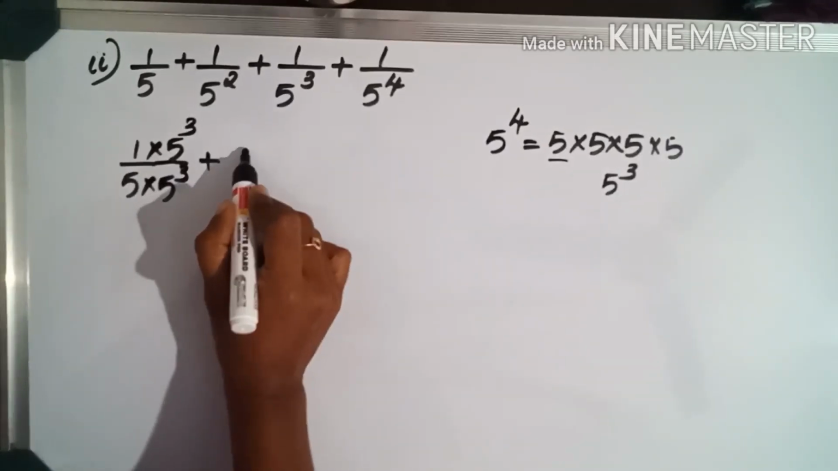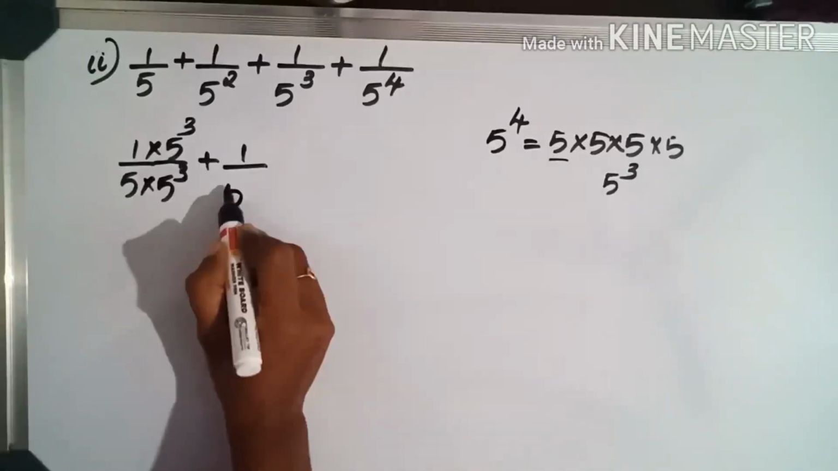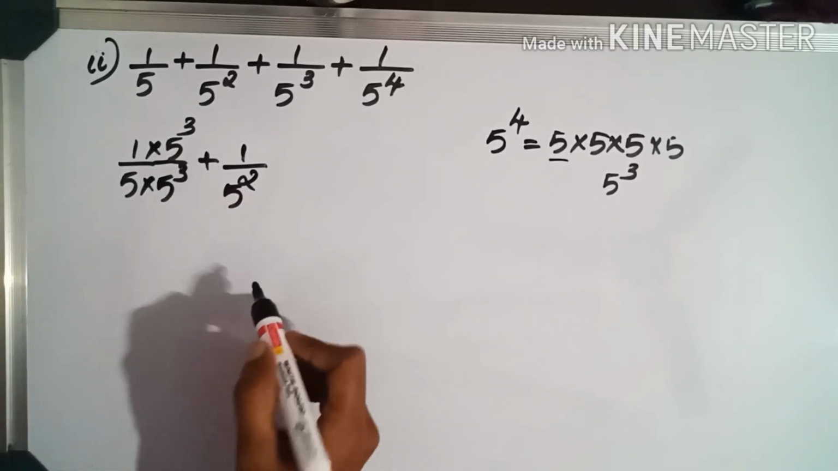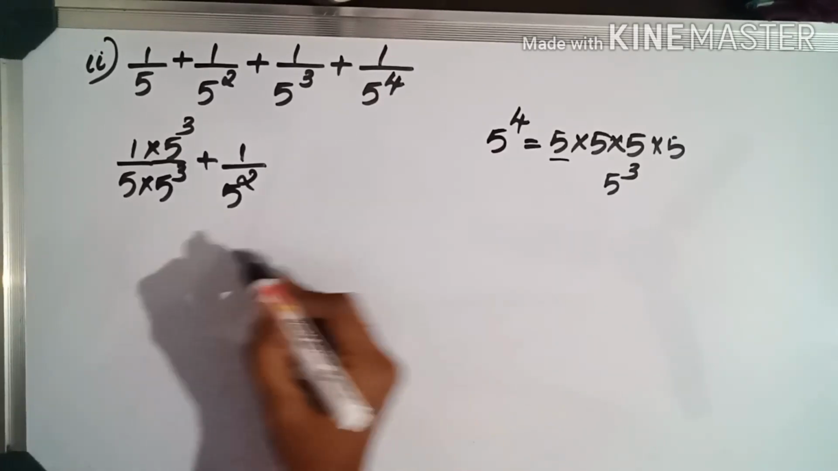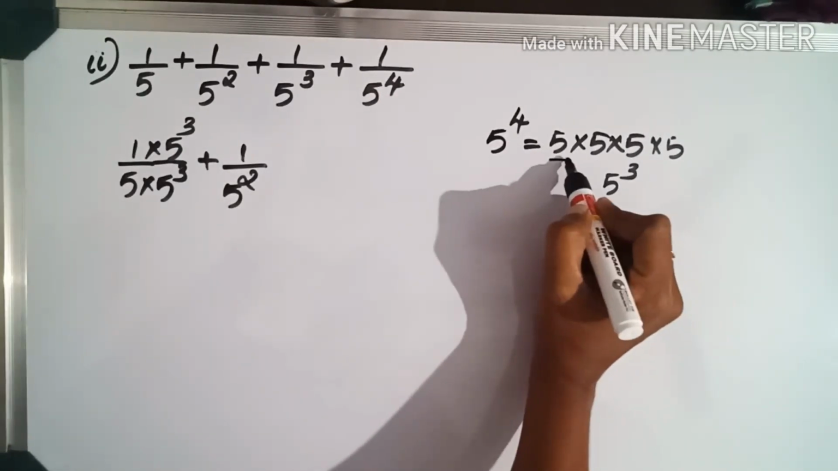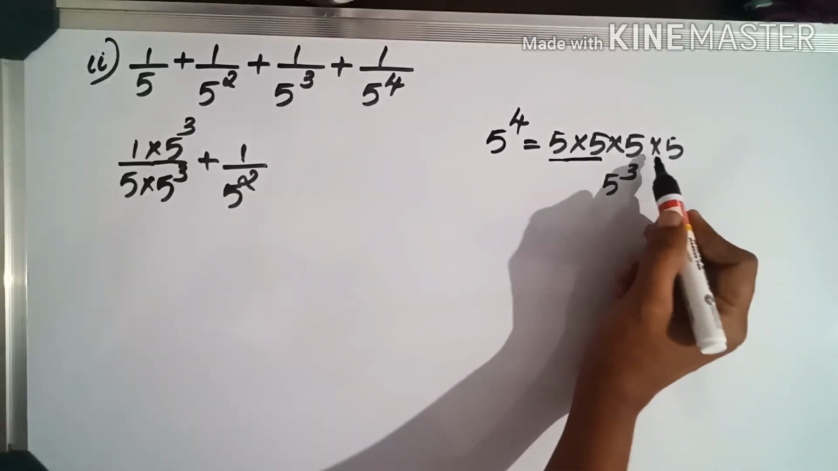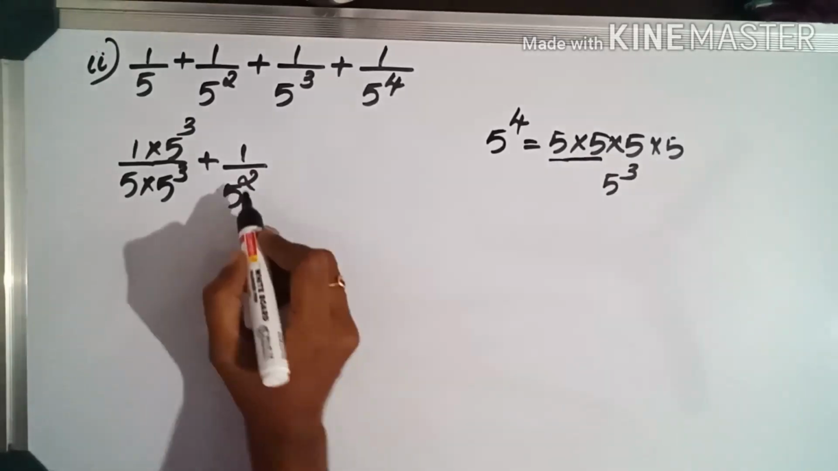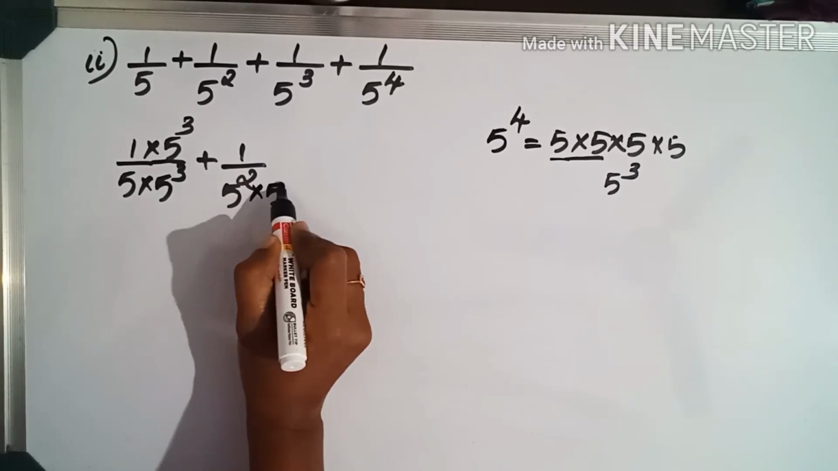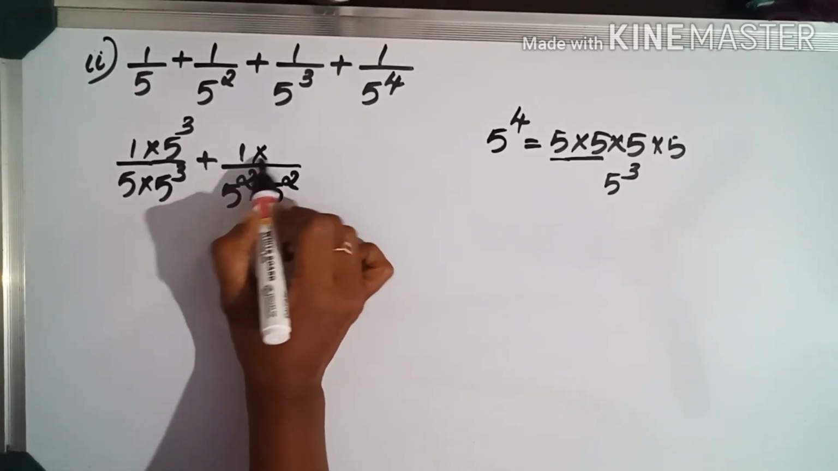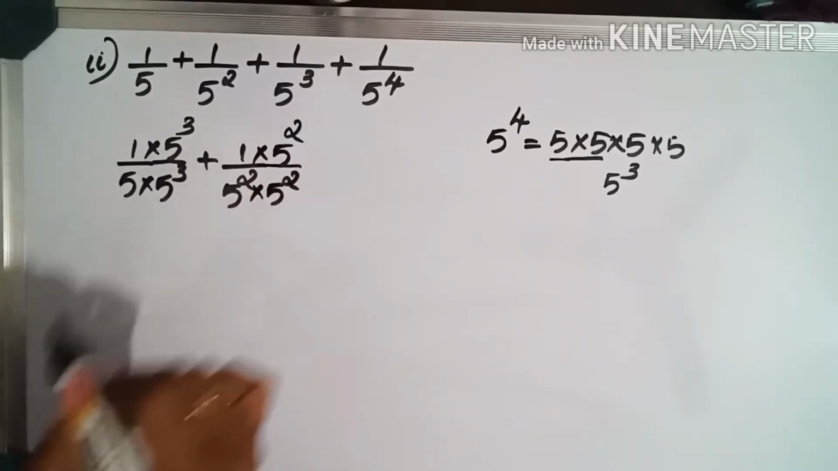Plus next is 1 by 5 square. 5 square means 5 into 5, 2 5s here. In order to get 5 raised to 4, how many 5s do we need more? 2 5s. So here it will be into 5 square, and in the numerator part also into 5 square.